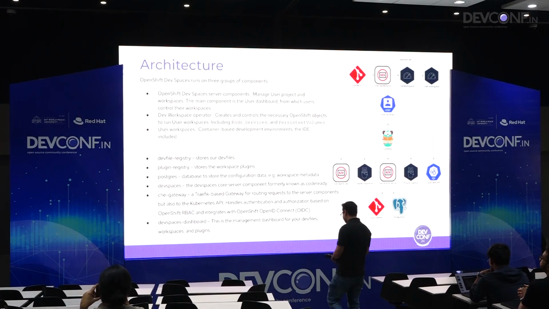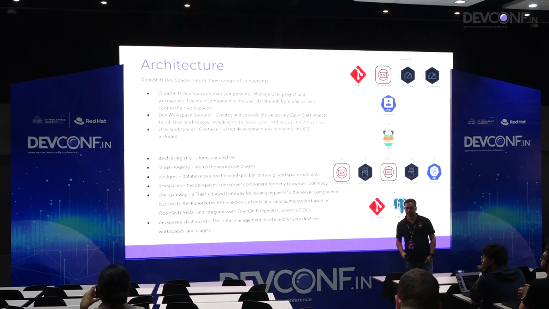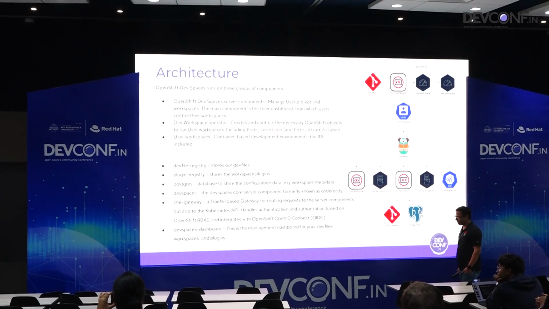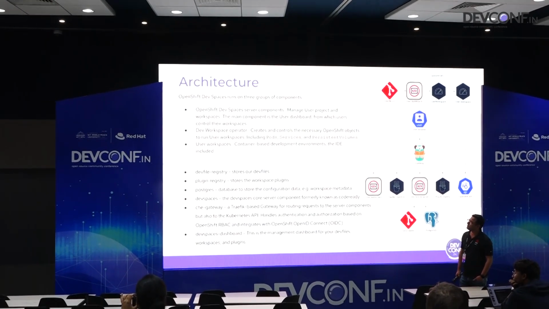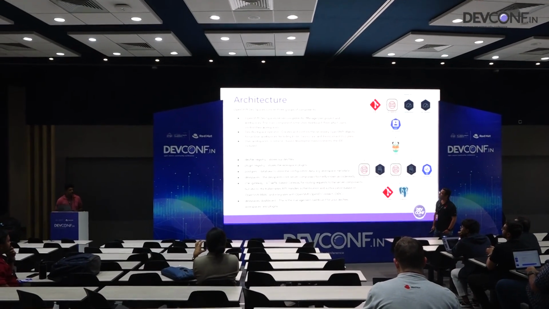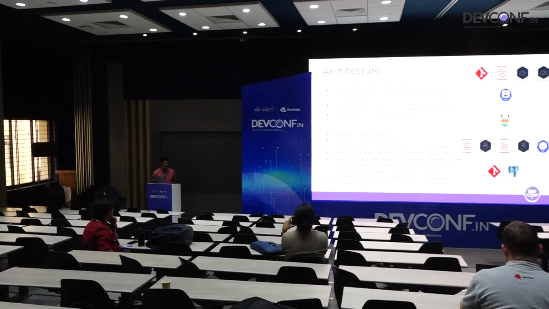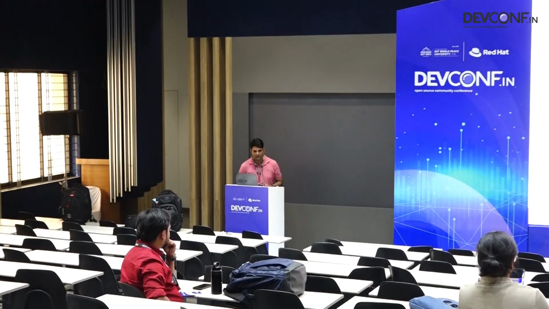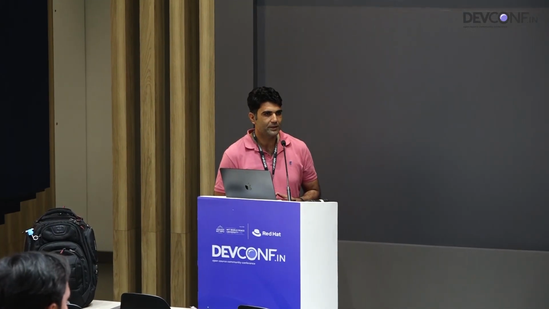So till now we have discussed what is Dev Spaces, where it stands in the software development lifecycle, and what the core components are. Now let's understand the architecture of Dev Spaces. There are three main components of the Dev Spaces architecture. The first is the Dev Spaces server. This manages our user projects as well as the workspaces. The star component here is our user dashboard, where we can do all kinds of customization, which we will check shortly. Then we have the Dev Spaces operator, the Dev Workspace operator.